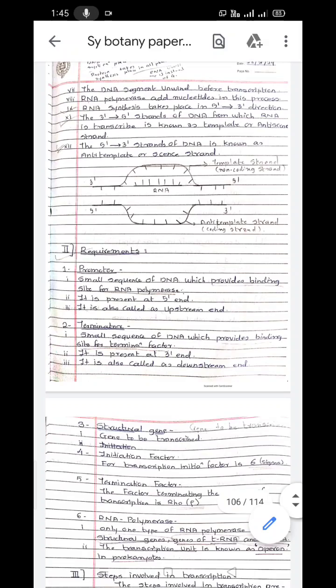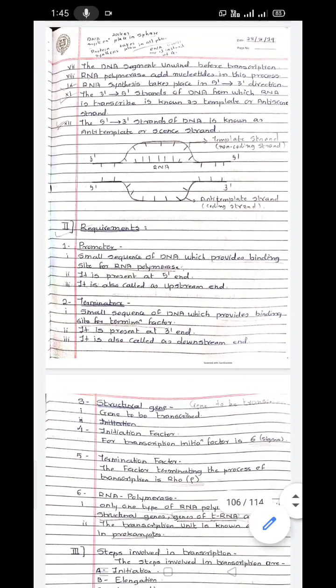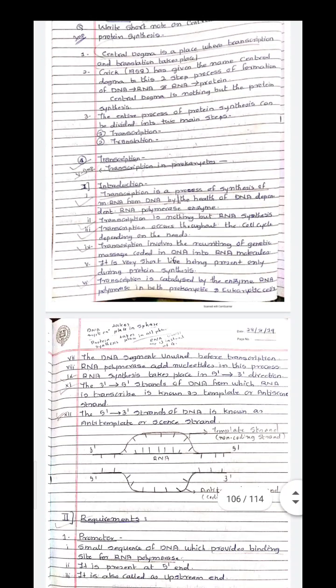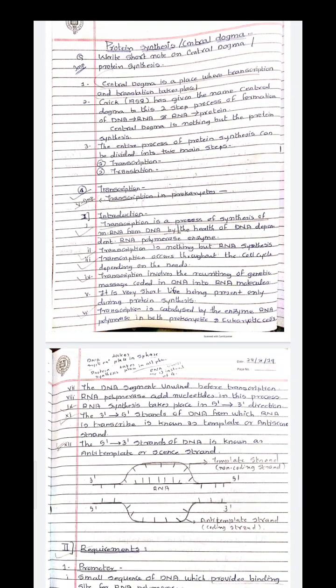So in your notes there is first the introduction part of the transcription, that is, the transcription is a synthesis of mRNA from the DNA with the help of RNA polymerase enzyme. Transcription is nothing but the synthesis of RNA molecules. This transcription also occurs throughout the cell cycle, depending on the needs of the cells.